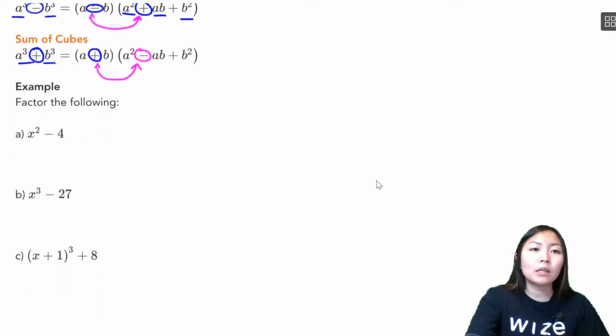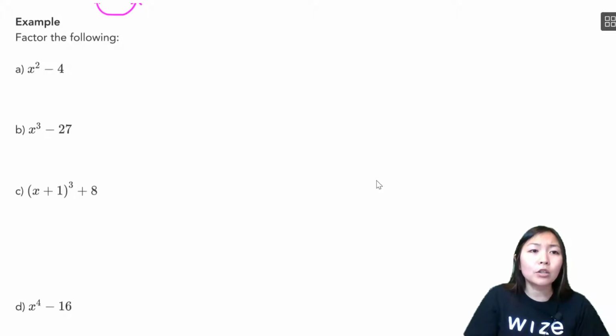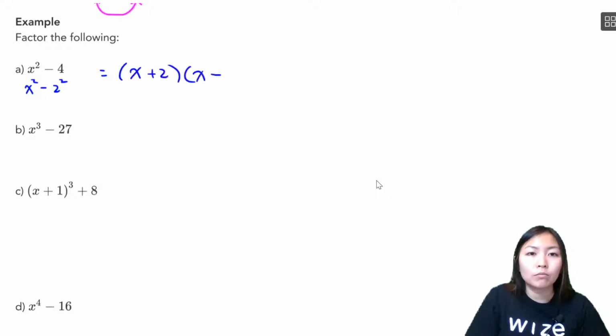So let's try to put these in practice. We want to factor x squared minus 4. Well, this is the same as x squared minus 2 squared, which is a difference of two squares. So this is going to give me a plus b times a minus b. So it's x plus 2 times x minus 2. That's it.